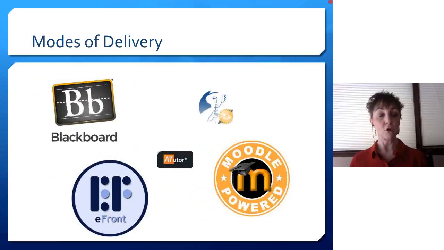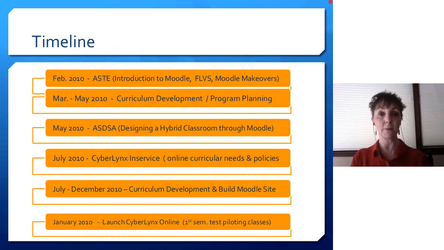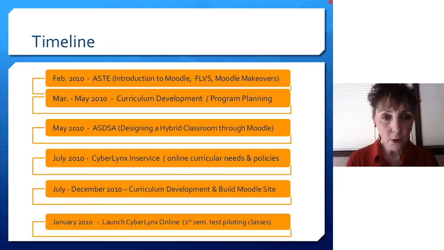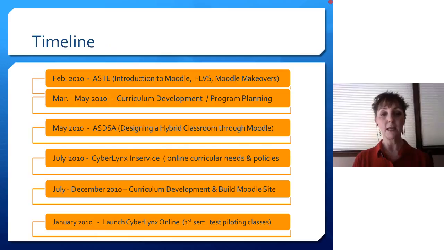Now, the truth is, no matter what you put in, you still need personnel. You need training and you need backup to be able to make it work and function in the way that you'd like it to work. But here we're eliminating cost of seats or licensing. The first go around, these are the main dates that the school district found to be important. In February of 2010, we presented at the Alaska Society for Technology and Education, where there were some good courses on introduction to Moodle, Moodle makeovers.